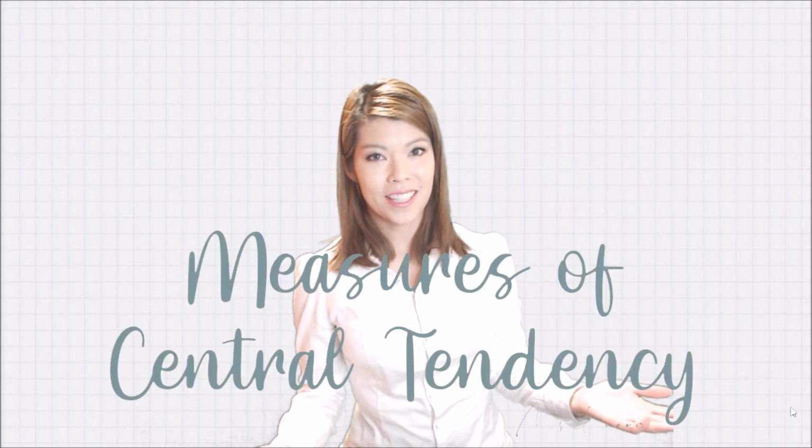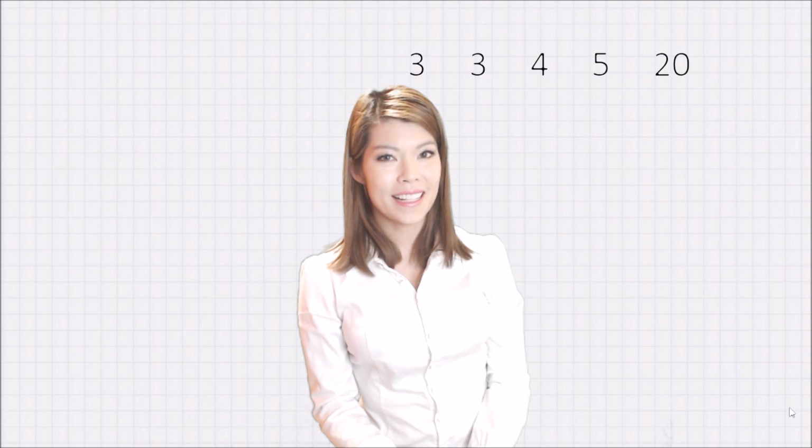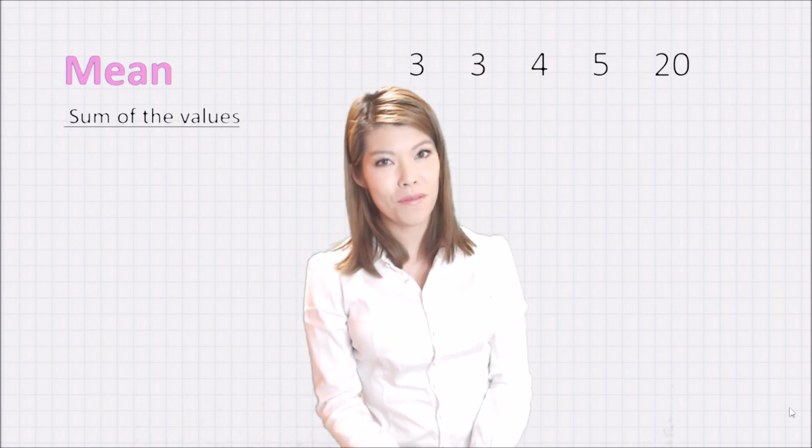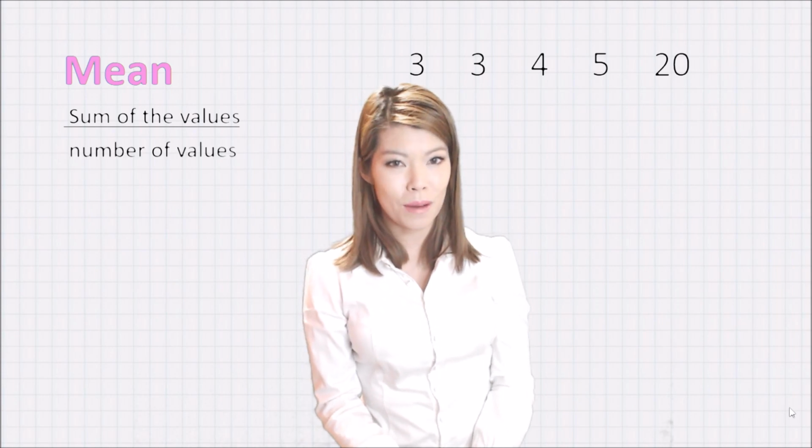Hi everyone, today we're going to have a look at measures of central tendency. Let's have a look at an example to revise the word mean. To find the mean, you find the sum of the values divided by the total number of values.